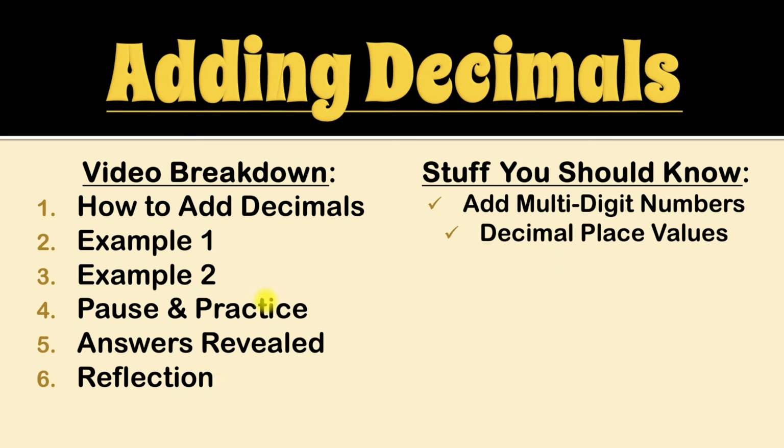But in order to be successful, here's the stuff that you should know. First, you should make sure that you're comfortable with adding multi-digit numbers. And second, you should be comfortable with decimal place value: tenths, hundredths, thousandths, and so on. So make sure you know those, and let's get started.